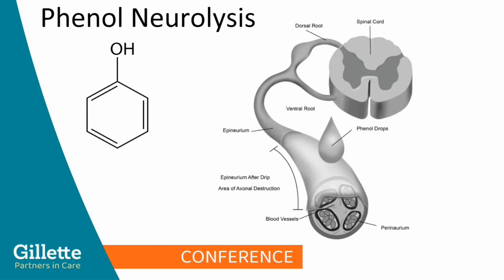Phenol is an alcohol. It has a hydroxyl group bonded to the benzene ring. It has strong proteolytic properties. And so when you're using phenol in concentrations of about 5 to 7%, you're going to get denaturing of protein and tissue necrosis. And so when this phenol is injected onto a motor neuron, you're going to cause a chemical neurolysis, and you're going to effectively denervate the muscle that leads to then a reduction of spasticity.